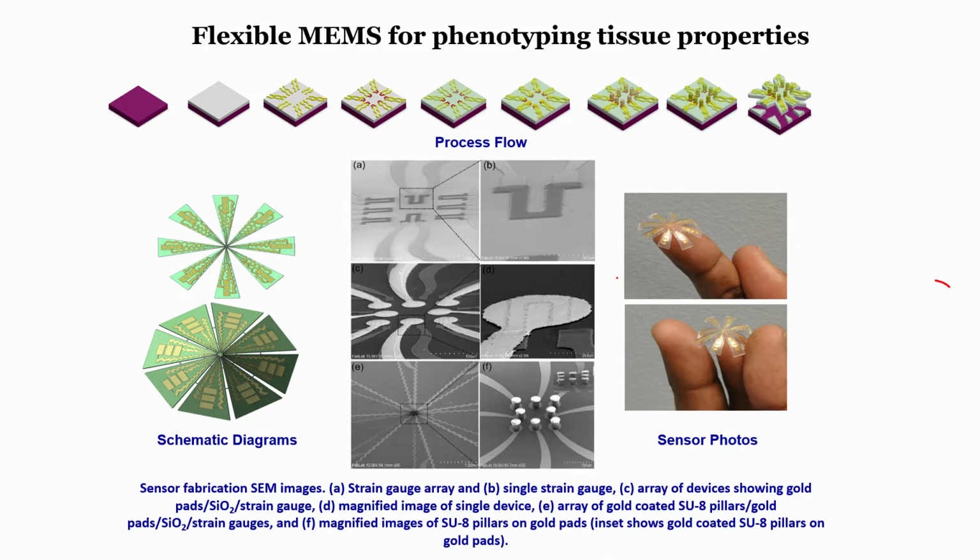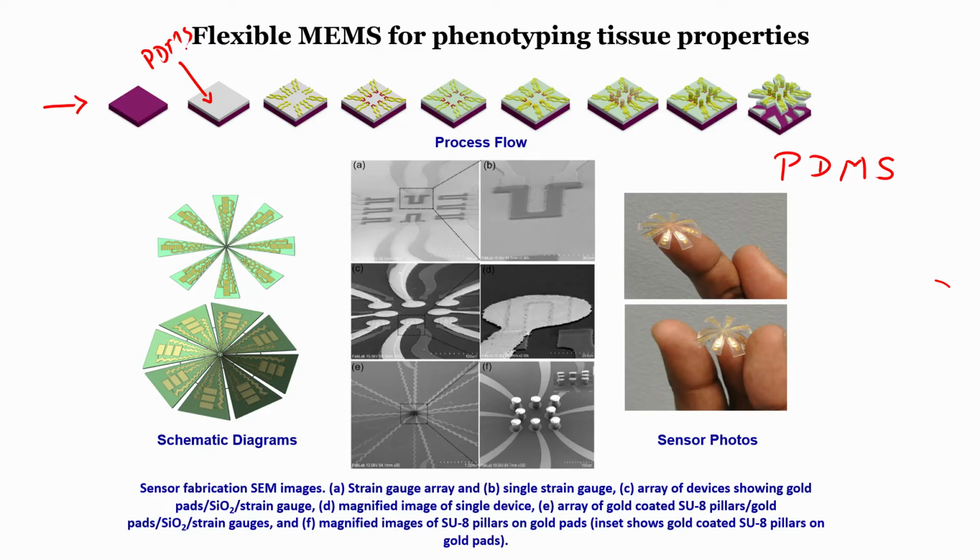If you see the screen, I will teach you the process flow in detail. This is the process flow for fabricating the entire sensor, and the sensor is fabricated on a substrate called PDMS. You start with a silicon substrate, and then you have PDMS spin coated on the silicon substrate.